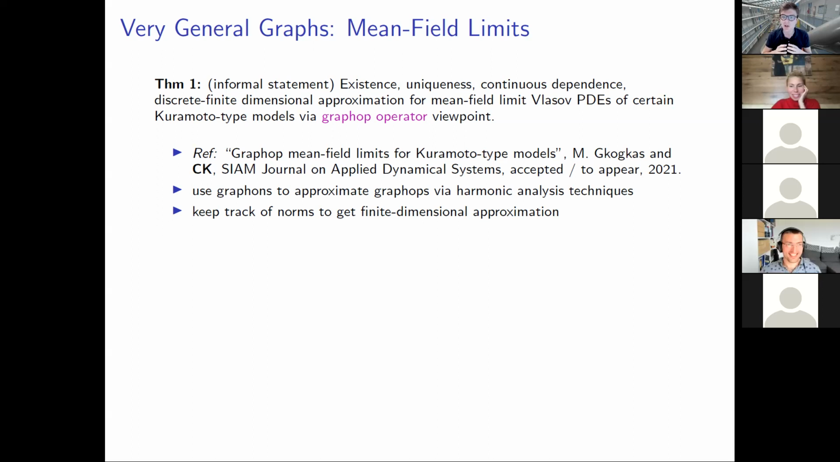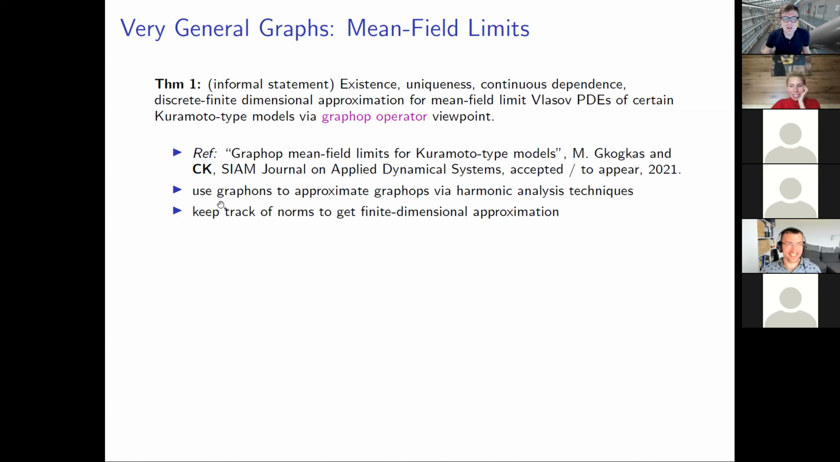So first, think about the Graphop viewpoint. What we have shown is existence, uniqueness, continuous dependence, and discrete finite dimensional approximation of a mean field Vlasov PDE for certain types of Kuramoto models via a Graphop viewpoint. Yeah? So there's still some stuff in the paper that we are working on. There's some classification that we still need to add. So this is still in revision, you could say.